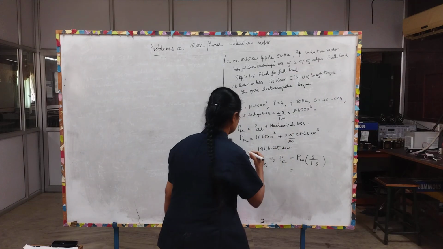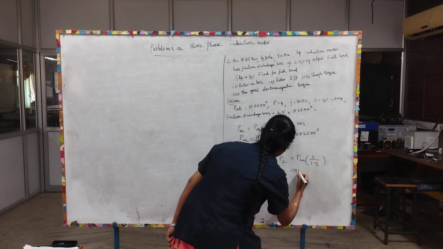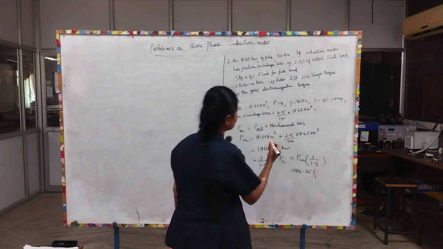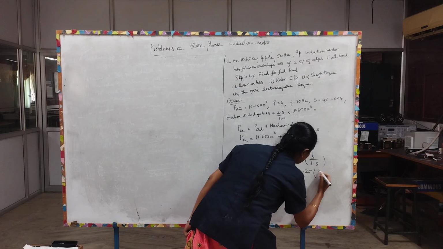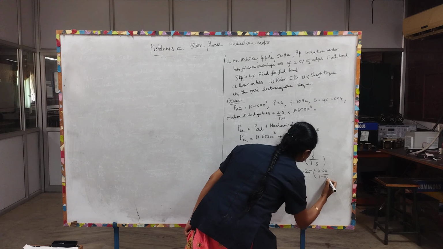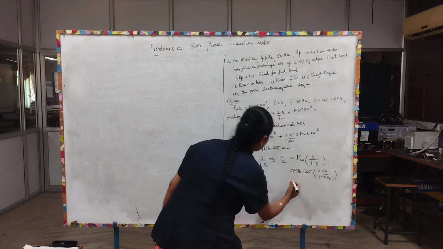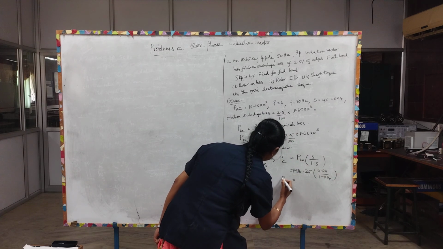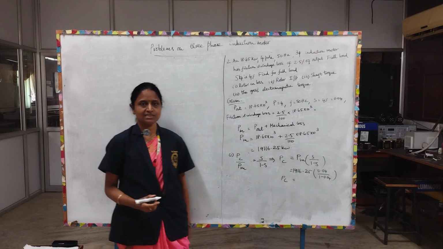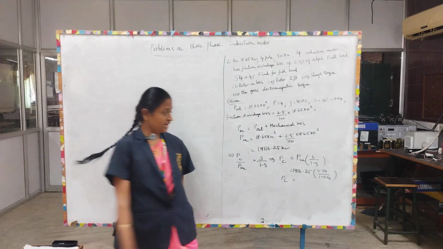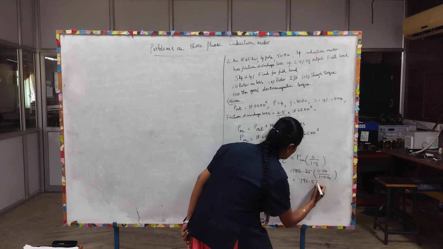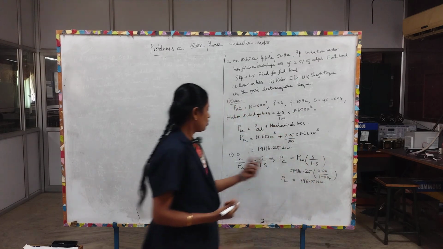So PM is 19116.25 into slip, which is given as 0.04, divided by 1 minus 0.04. So if you substitute, you can find the rotor copper loss. So you will be getting it as 796.5 kilowatt. So this is the rotor copper loss.